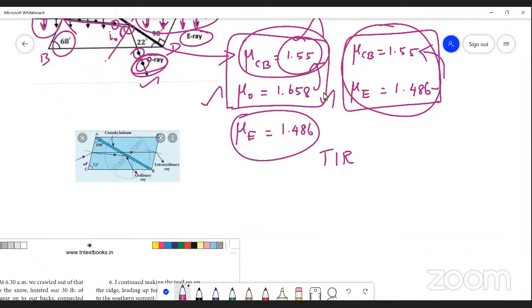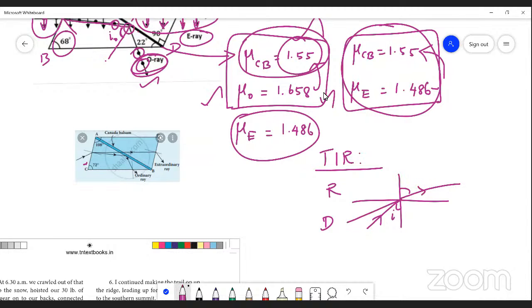TIR, total internal reflection. When the angle is greater than the critical angle, it traces its path. Very good. The angle of incidence is considered when light travels from denser to rarer medium. This is the angle of incidence. After refraction, the ray bends away from the normal. Am I right?